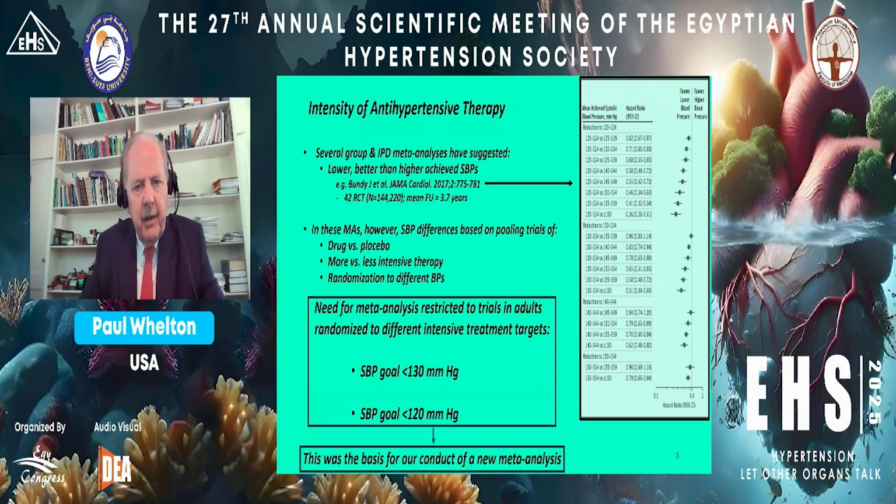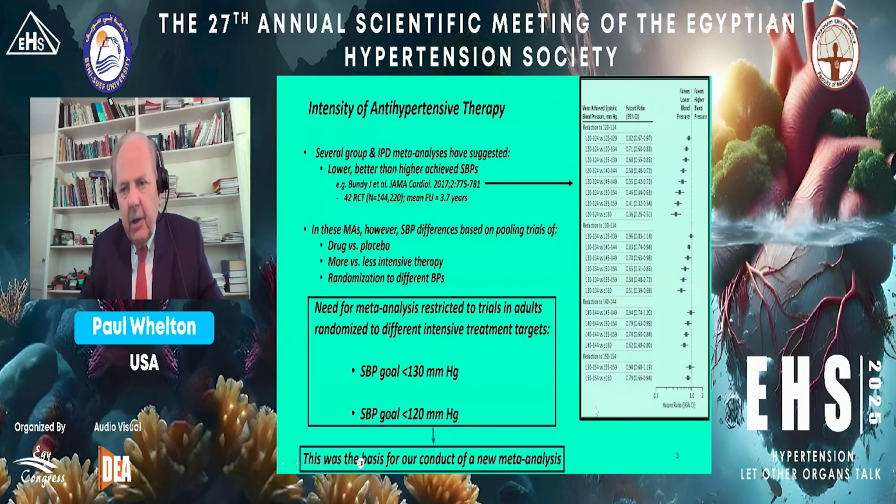Now, in terms of the underlying science, there have been tons of meta-analyses and individual trials, and there have been several group and individual participant data meta-analyses. They've all suggested that lower targets are better than higher targets. And I'm just showing one example here. This is the most powerful statistical meta-analysis, a network meta-analysis that our group did.